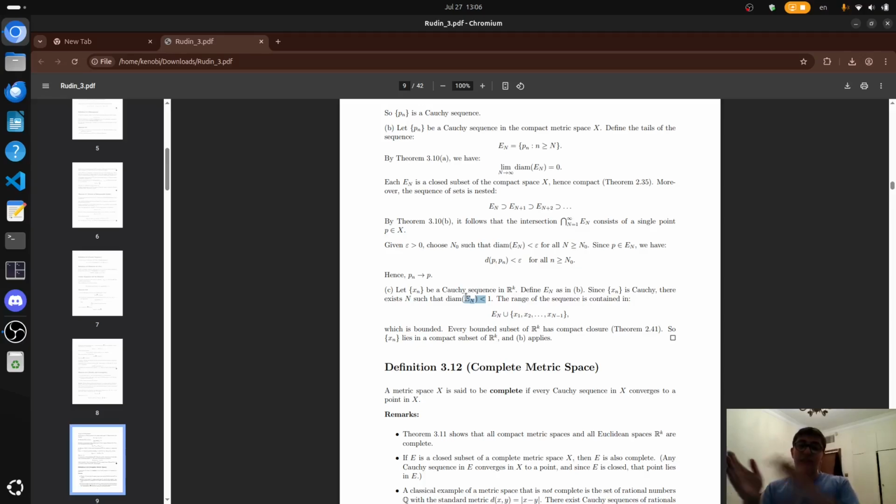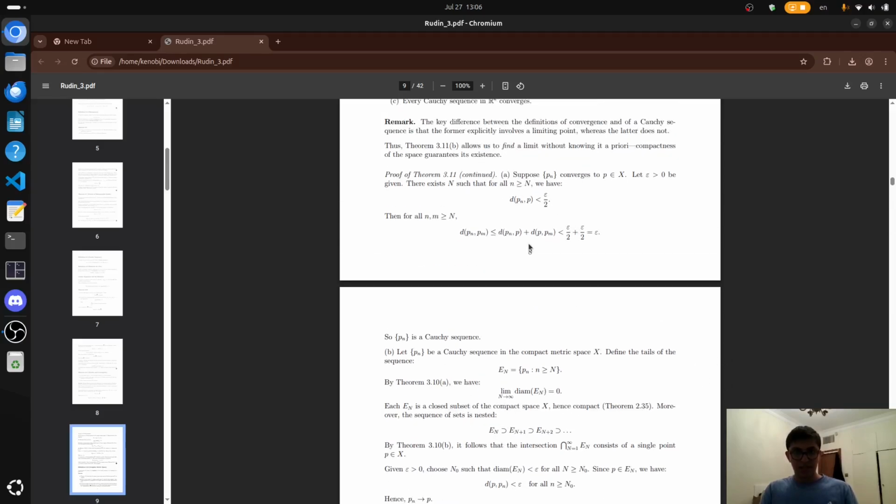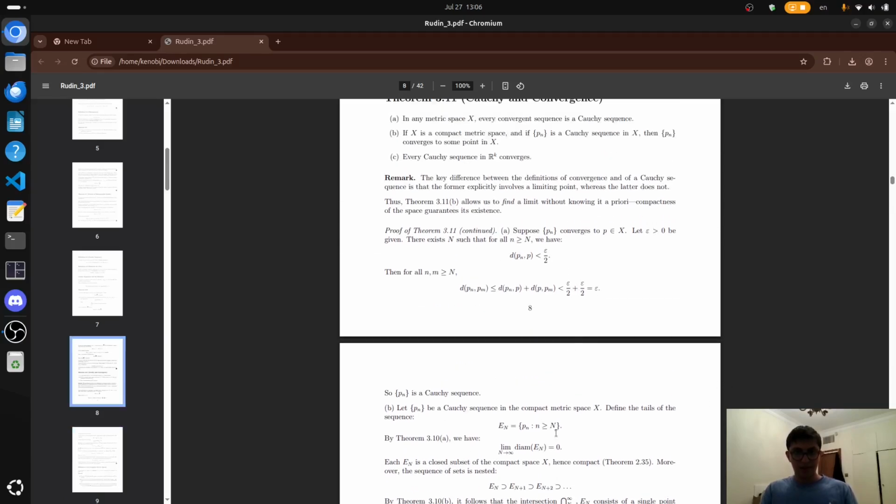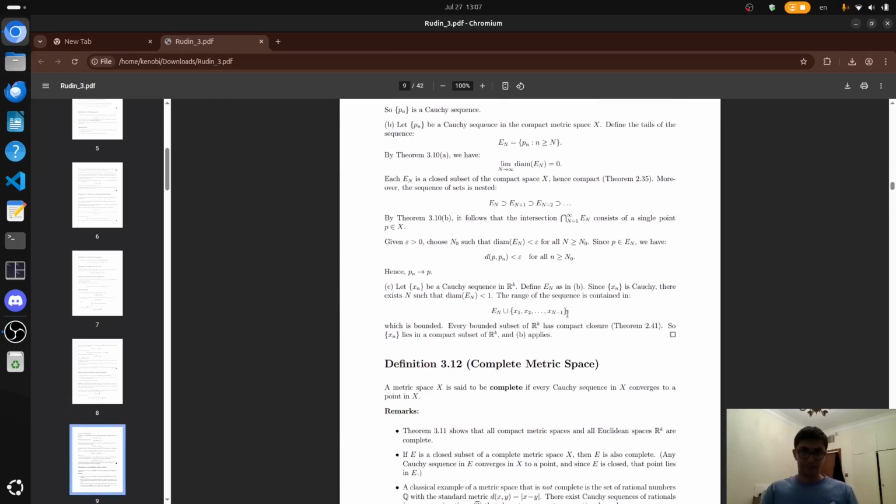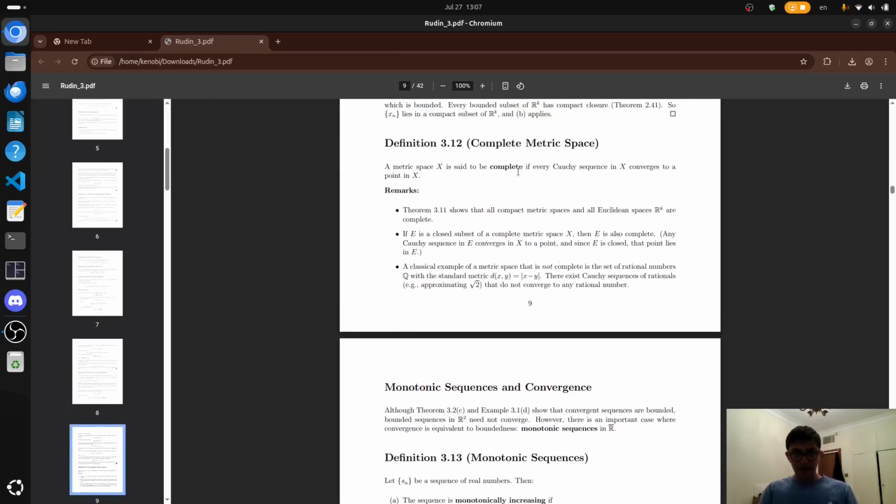And we know that every finite set of points is bounded, so the union of bounded sets is bounded. Every bounded subset of Rk has compact closure. So Xn lies in a compact subset of Rk and B applies. And we get the third property, that every Cauchy sequence in Rk converges. Now, complete metric spaces. A metric space X is said to be complete if every Cauchy sequence in X converges to a point in X.